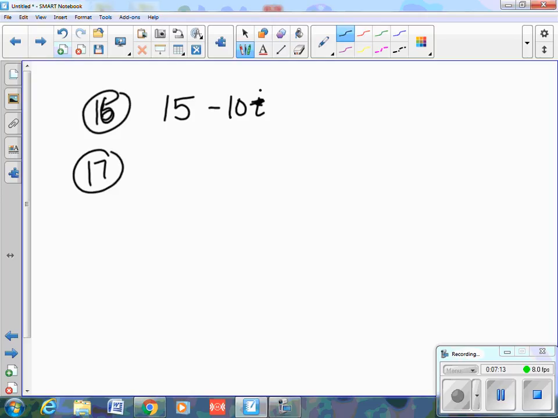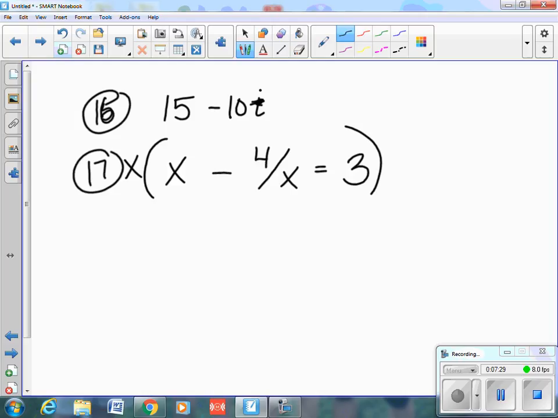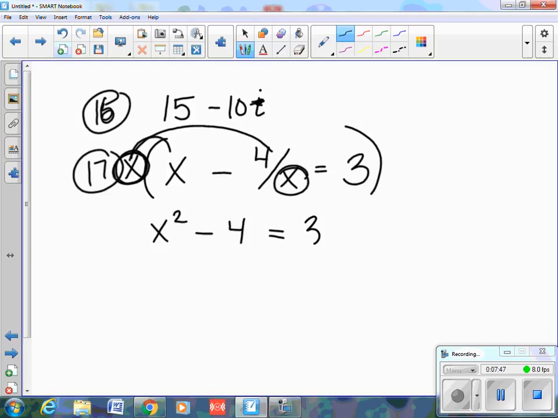Number 17. X minus 4 divided by x equals 3. I'm going to multiply everything by x. Why am I multiplying everything by x? So I no longer have a fraction in the denominator. I don't have a denominator. X times x is x squared. X times a negative 4 is negative 4x. This guy right here and this guy right here cancel each other out. So you're left with a negative 4 equals, the most important thing is to also multiply the 3 by x. Don't forget to do this side. Some of you are going to forget to do it.